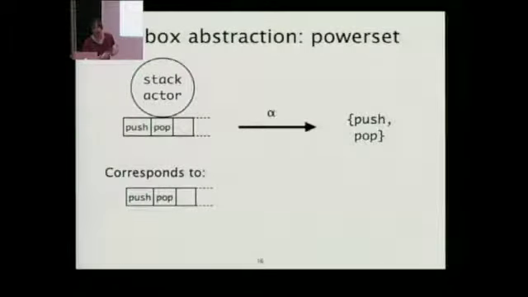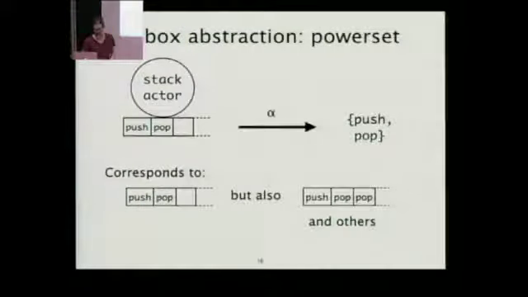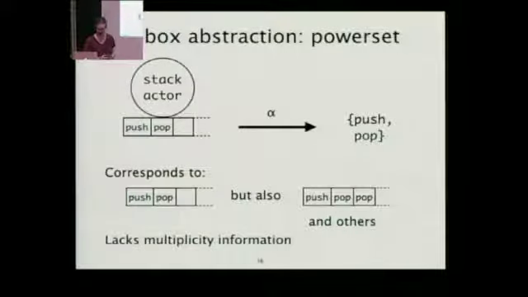Let's look at a simple abstraction. We have a set abstraction where we abstract the sequence of messages as a set. This abstracted mailbox corresponds to the concrete one, but it also corresponds to other mailboxes. For example, a push followed by a pop, followed by a pop, because we don't have information about how many times each element is stored in a set. So we lack multiplicity information. So we cannot verify the program with this abstraction.